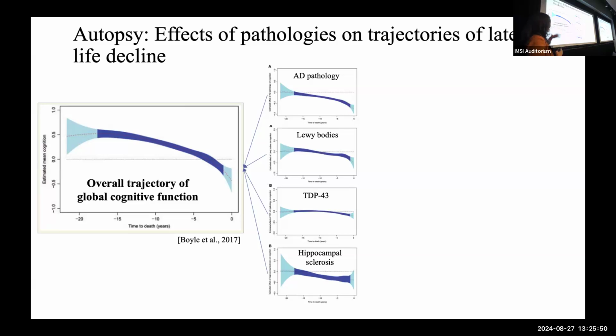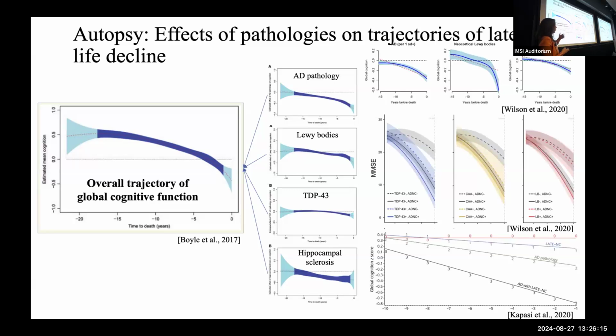So this is one example study where they looked at global cognitive function trajectories before death and tried to explain which pathologies actually contribute to those trajectories. It's true that AD pathology is the major one, but the other pathologies, especially the Lewy body pathology, contribute significantly to cognitive impairment, introducing more heterogeneity. And it was replicated by many, many other autopsy studies.